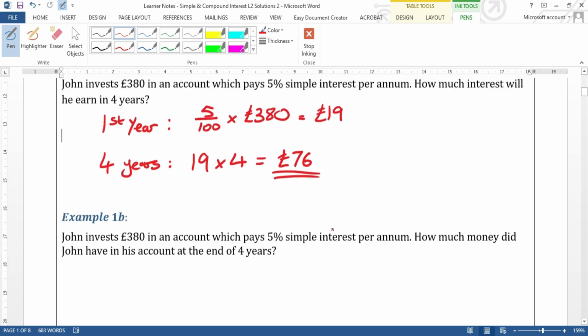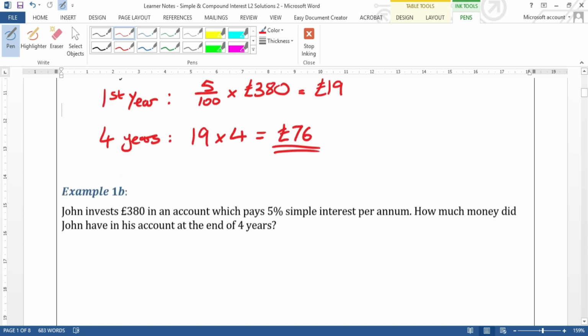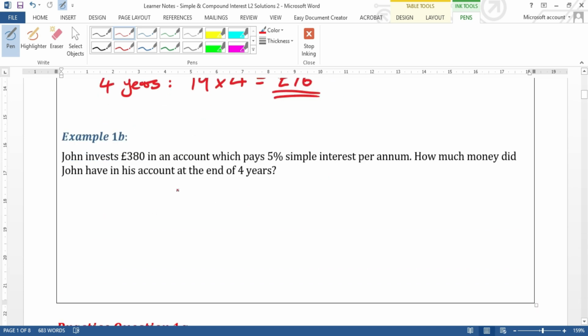A slightly different question, 1B: John invests £380 in an account which pays 5% simple interest per annum. How much money did John have in his account at the end of 4 years? So a slight difference. In this one they're asking how much is in his account at the end of 4 years, whereas the previous one was asking for just the interest, which we worked out was £76. So imagine that you had this 1B in the exam. You'd have to do the same as before.